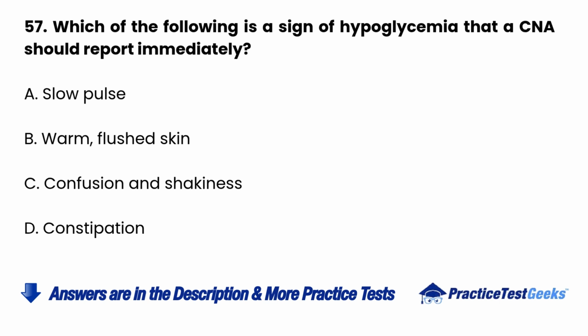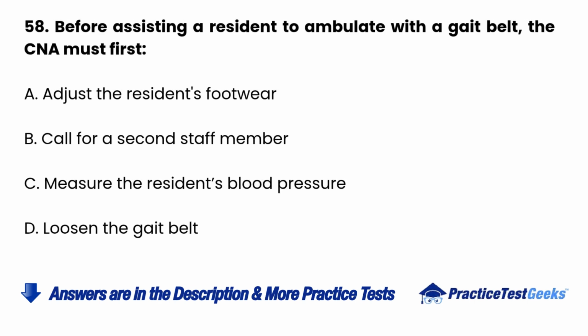57. Which of the following is a sign of hypoglycemia that a CNA should report immediately? A. Slow pulse. B. Warm, flushed skin. C. Confusion and shakiness. D. Constipation.